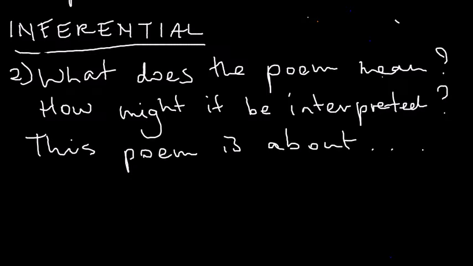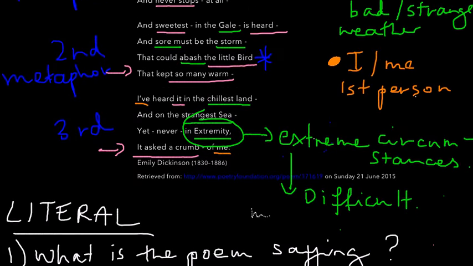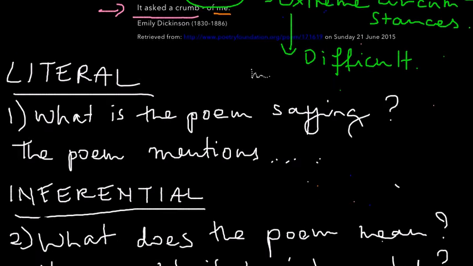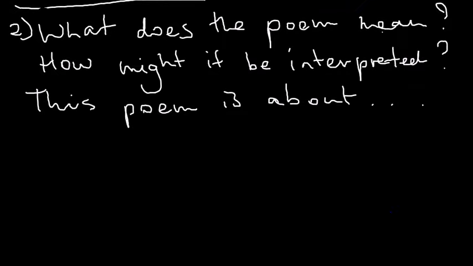So if we go back to our inferential question, what does the poem mean? How might it be interpreted? And use our sentence starter. This poem is about how hope is always present even in very difficult circumstances, and that it's like a bird constantly singing in our soul and ever present, and singing selflessly because it never asks anything in return nor expects anything.